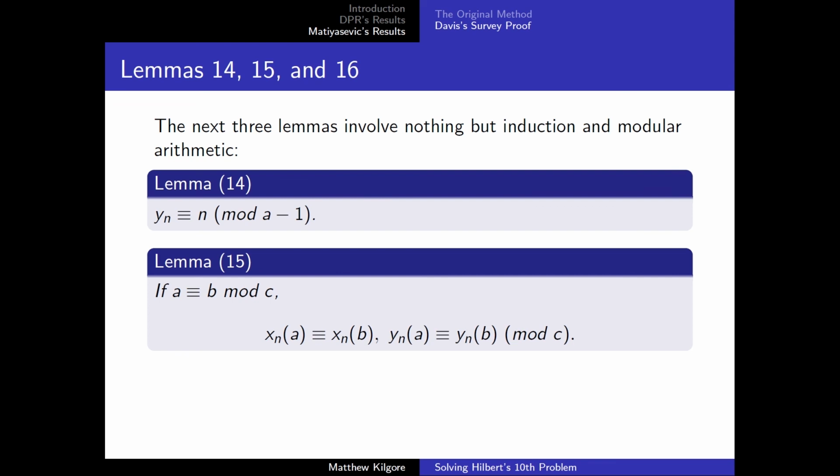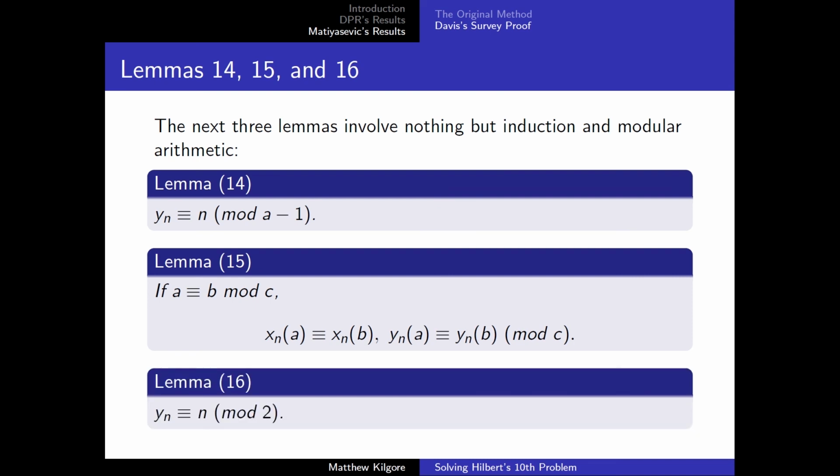Now, this is that dependence of x_n that I mentioned earlier, if we're replacing, or rather fixing, the value of a in Pell's equation. It's, again, used very rarely, this notation. Lemma 16 simply states that y_n and n have the same parity.